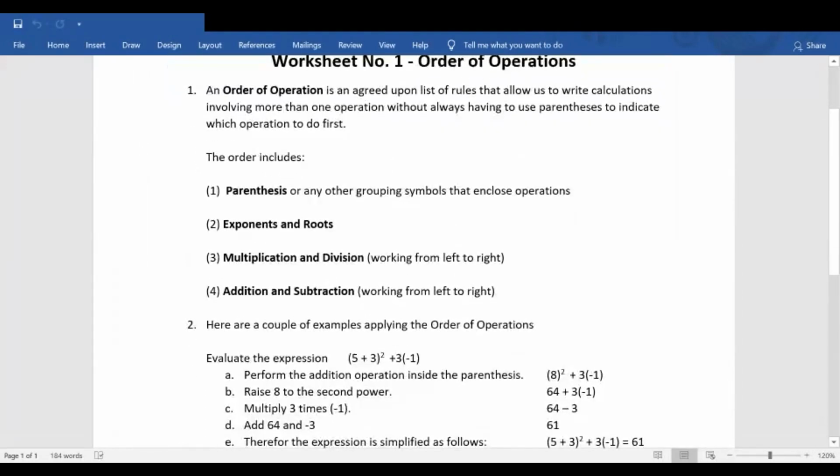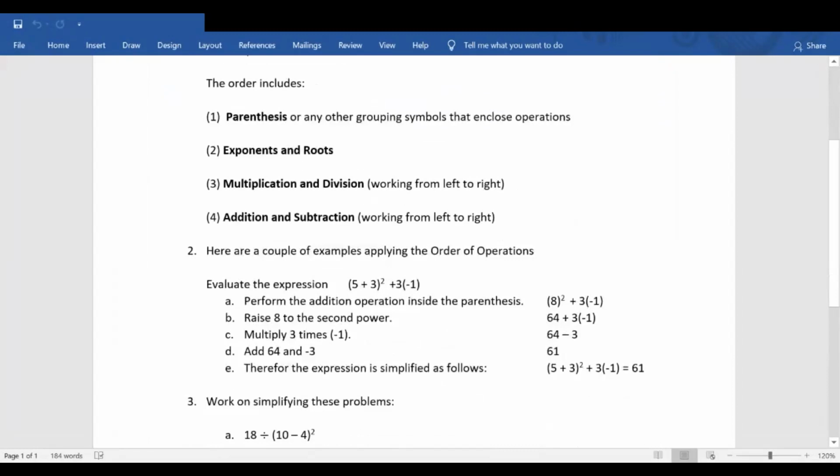Okay. So here's the order. Do parentheses first, exponents and roots, multiplication, division, working from left to right, and addition, subtraction, working from left to right. So what does that all mean? Here's some examples. If we had an expression, 5 plus 3, squared, plus 3 times minus 1, what would you do first? Well, the first thing you do is what's in parentheses first. You add the 5 to the 3 to make it an 8. So now it becomes 8 squared plus 3 times minus 1.